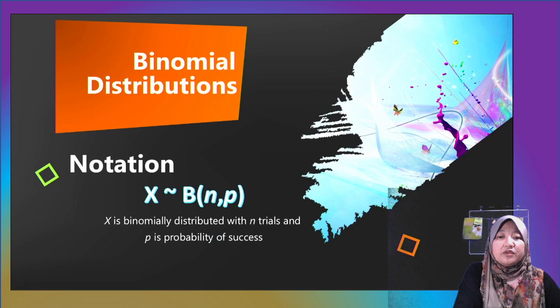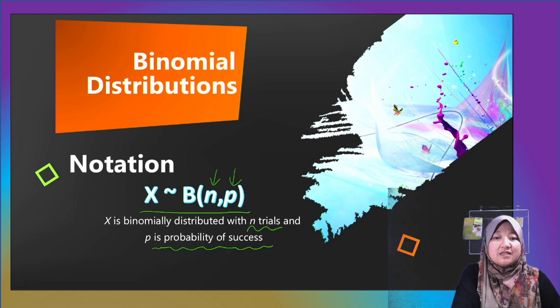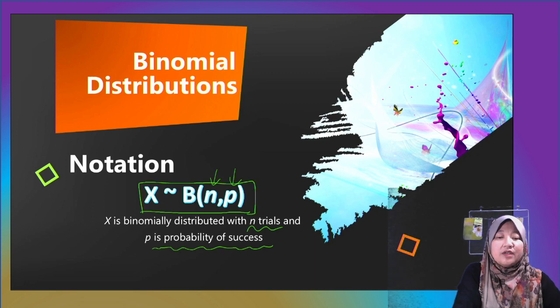Now we look for notation for binomial distribution. Okay, this is a notation for binomial distribution. X distribute binomial with n and p. Kita kena tahu apakah nilai n dan juga apakah nilai p. N is trials and p is probability of success. Okay, remember this notation. So sebelum kita memulakan sesuatu pengiraan, kita mesti tulis dulu notation bagi setiap case binomial.